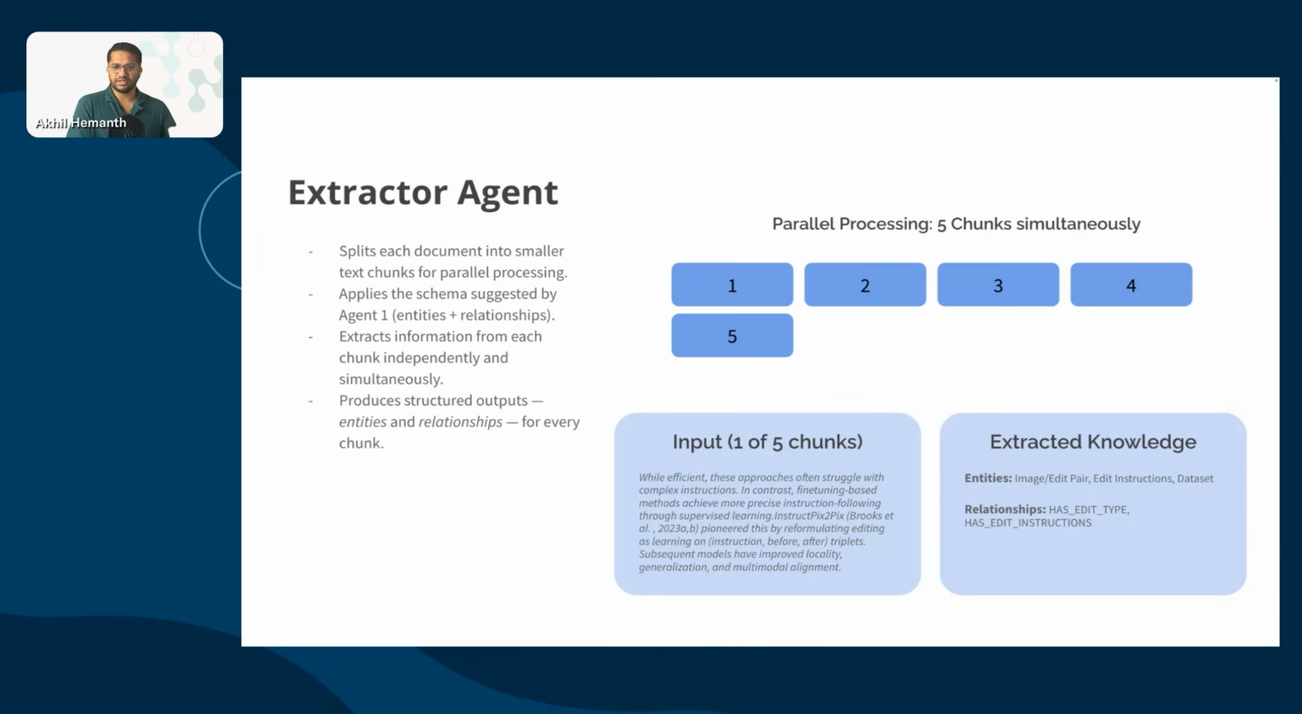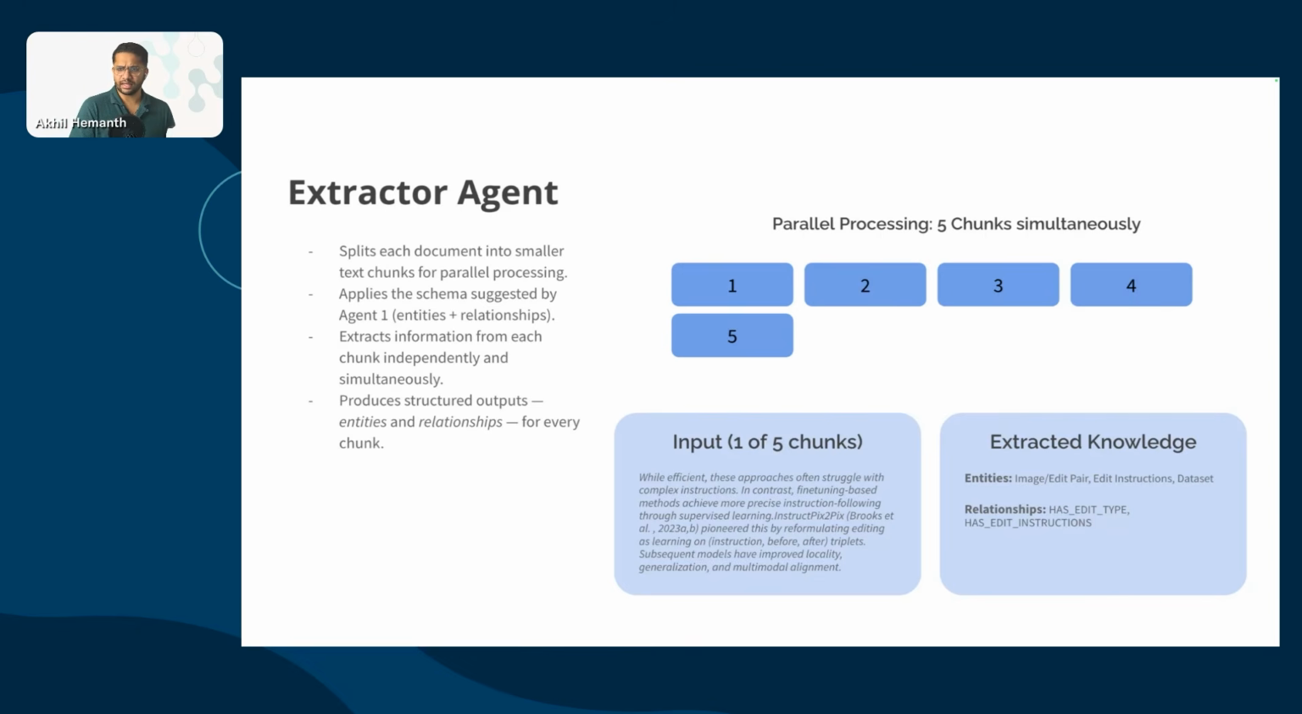So this agent essentially splits each document into smaller text chunks for parallel processing. It applies the schema suggested by Agent 1 or the custom schema that the user suggested, and extracts information from each chunk independently and simultaneously. So all of these chunks are being processed in parallel. And so this produces a structured output of entities and relationships from each chunk.